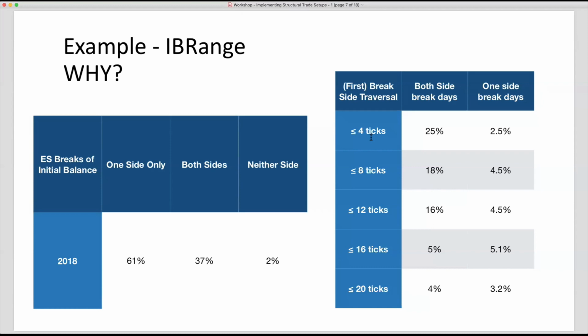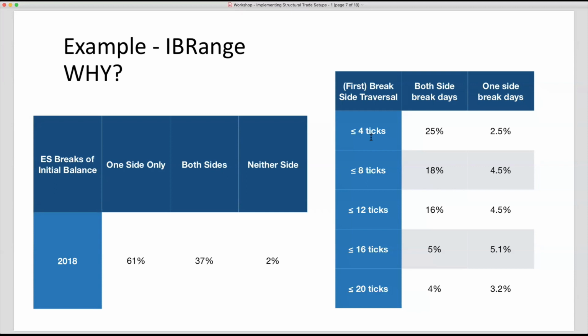So the table on the left is an analysis for all of 2018, where we're looking at ES and we are counting how many times ES broke the initial balance range, so the first hour's high and low, on one side only, both sides, or neither side. Well, neither side's nothing, 2%. Not interested. On the rare occasions that occurs, so what, 260 trading days per year? 4 or 5 days it doesn't do that. We can probably predict when those are. It's probably Christmas Eve, the weird half days.